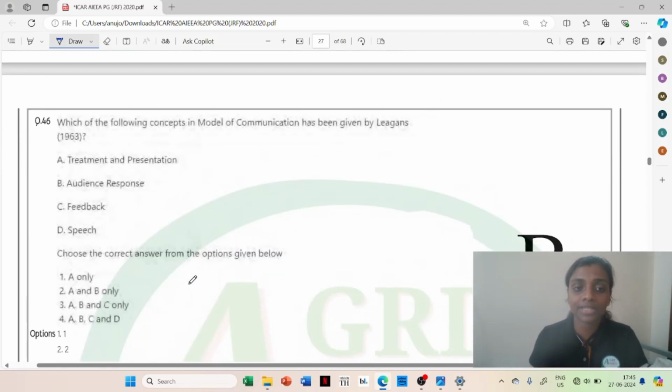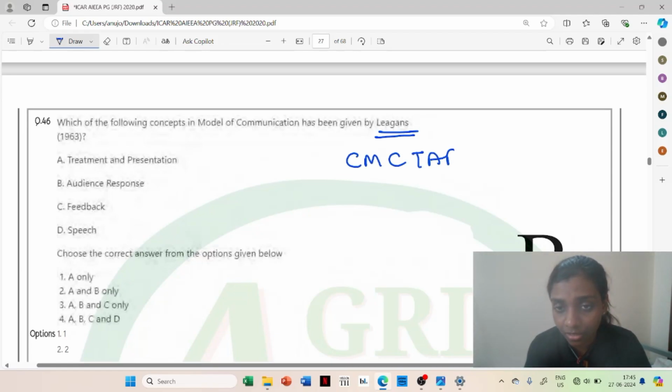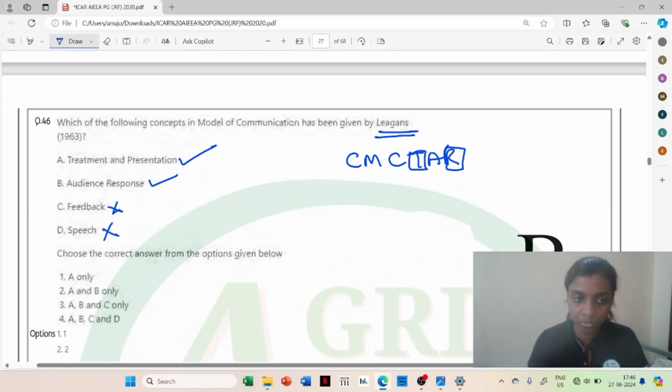Next one, which of the following concepts in the model of communication has been given by Lasswell? So always try to remember the short form, CMCTAR, which means communicator, message, channel, treatment, audience and response. Here the first option is treatment and presentation, which is there. Second one is audience response. Response is also there. Feedback is not in this communication model, and speech is also not in it; it will only come in the Aristotle model of communication. So the option is A and B only, second option.